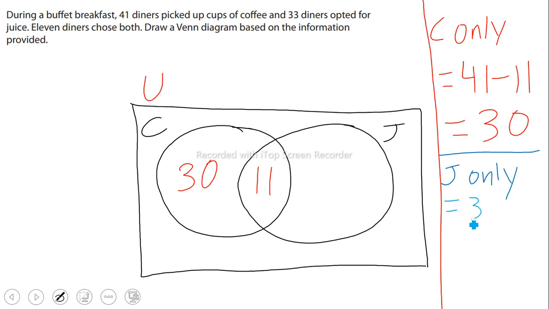Okay, all right. So 33 minus 11 is equal to 22. So J only is 22. C only is C prime and this exact J. No, C only, very close though, is C intersect J prime.